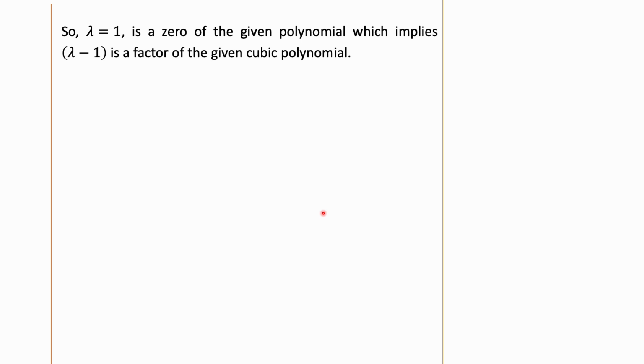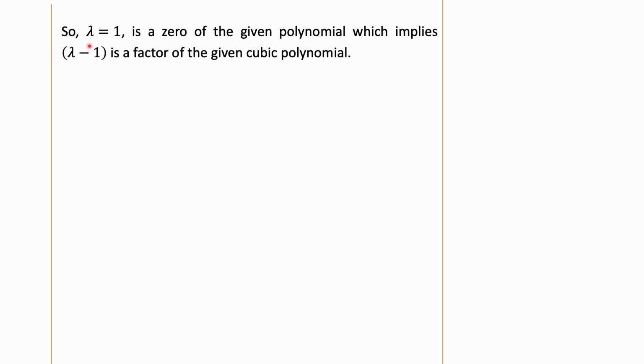Lambda equal to 1 is a 0 of the given polynomial, which implies lambda minus 1 is a factor of the given cubic polynomial. Let me show it here. Suppose lambda is equal to 1. If I bring 1 to the left side, lambda minus 1 equal to 0. Therefore, lambda equal to 1 is the root, and lambda minus 1 is the factor. You got it? Whenever I say these things, you must clearly understand.